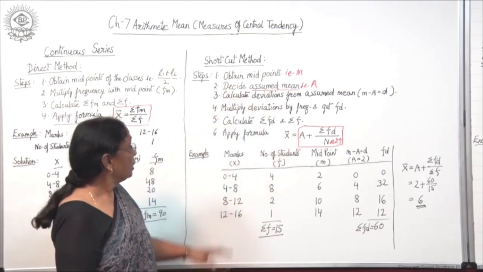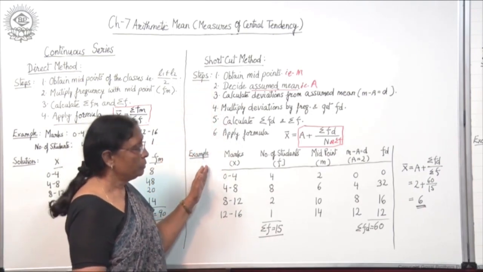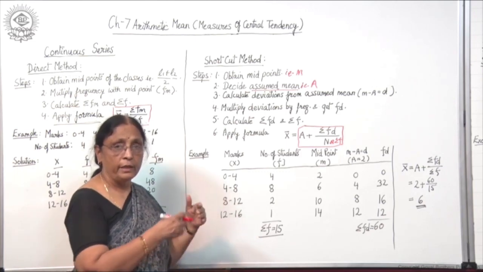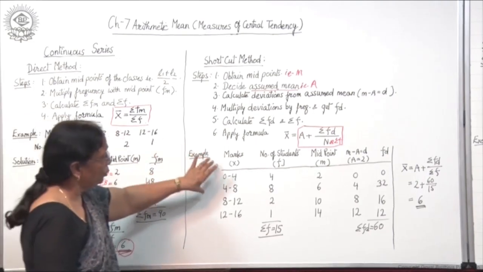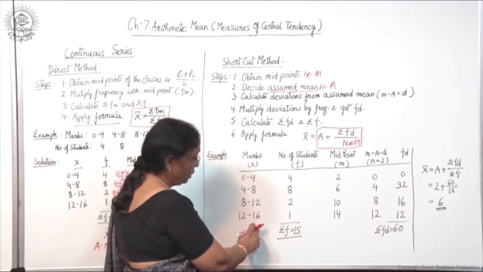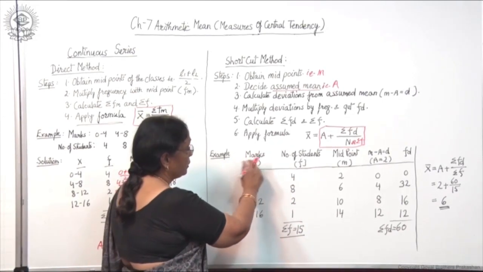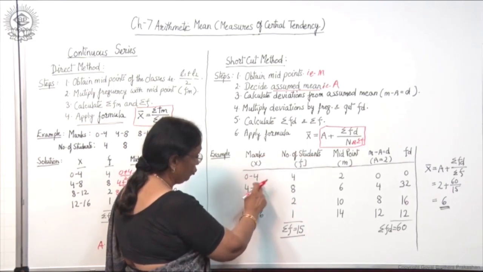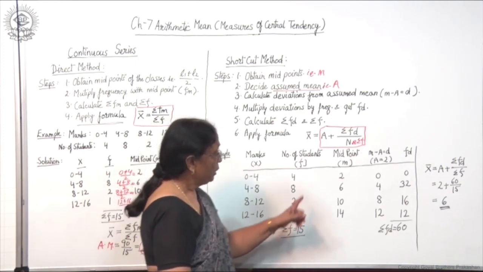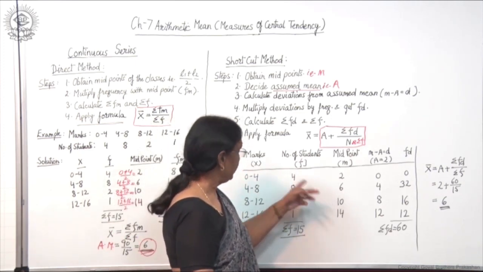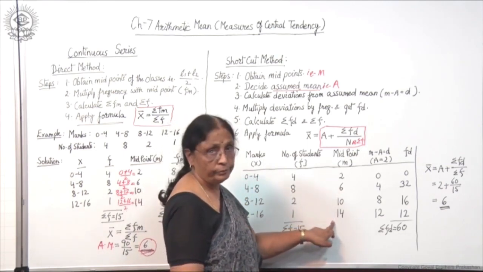Now after learning all these steps, we will move on to the example. Again the same example that we did here, marks and number of students, the same I have taken over here. Copy down the X column, copy down the F column from the question. This is marks and number of students, X 0 to 4, 4 to 8, like this only. Number of students again the same. Now you have to calculate the midpoint, again the same way, 0 plus 4 upon 2, 4 plus 8 upon 2, and you get the midpoints.